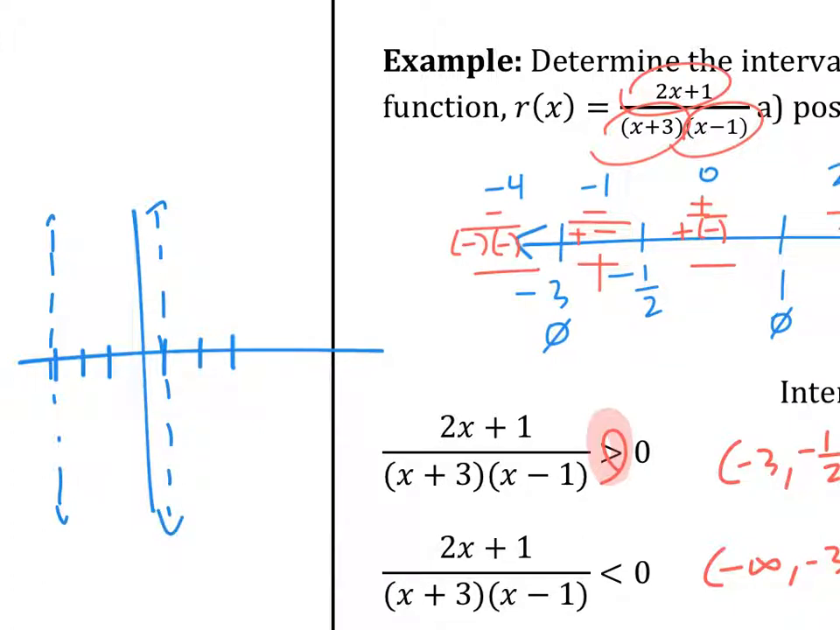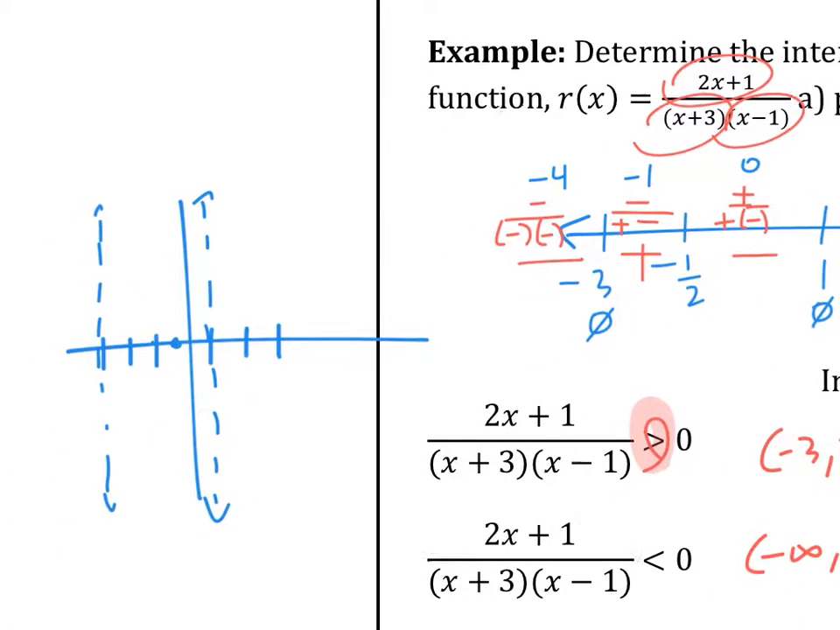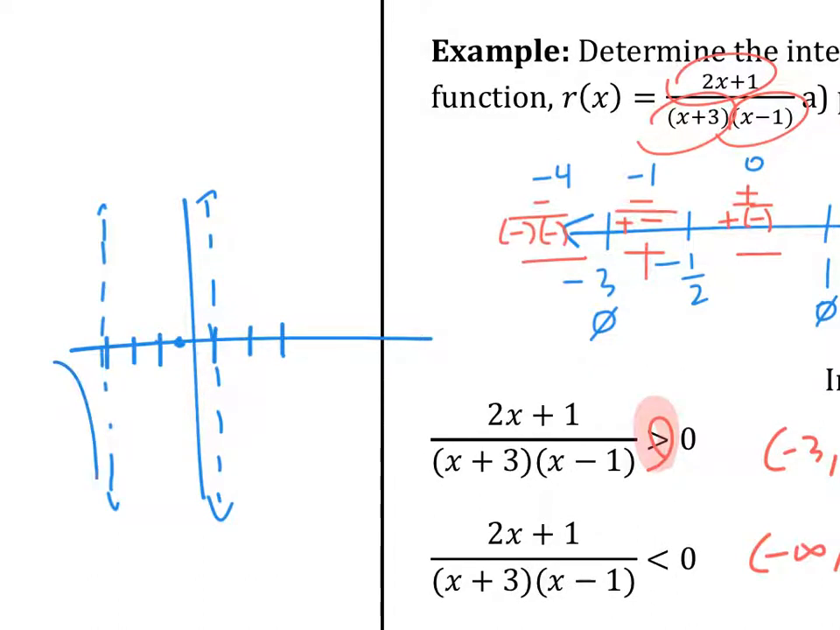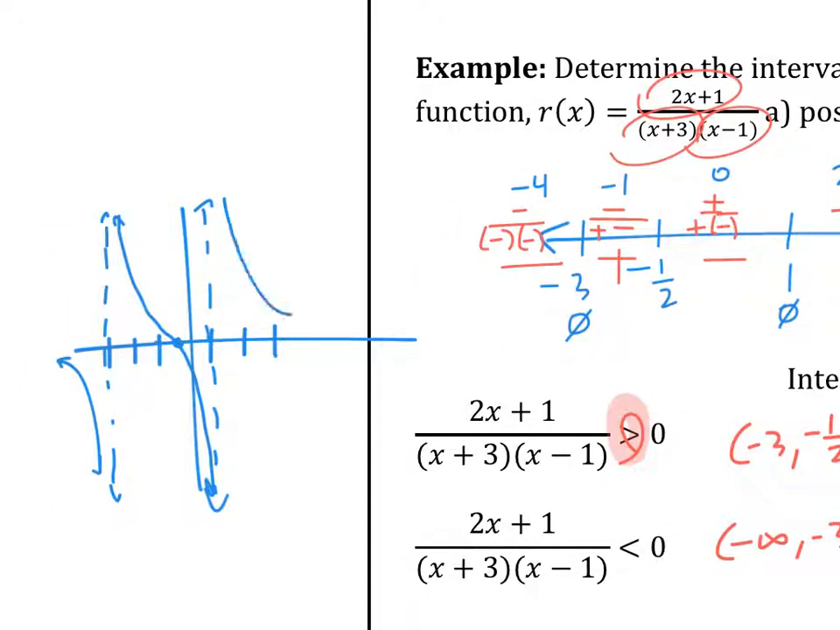Okay, at -3 and 1, they're both asymptotes. At -1/2, it's a 0, so it's gonna cross. At -3 or below, it's gonna be below the graph, so probably like that. Between -3 and -1/2, it's gonna be above, so like this. And then after that, it's gonna be below. And we know it will cross at -1/2 because it's a 0. And then bigger than 1, it's going to be positive, so like that.